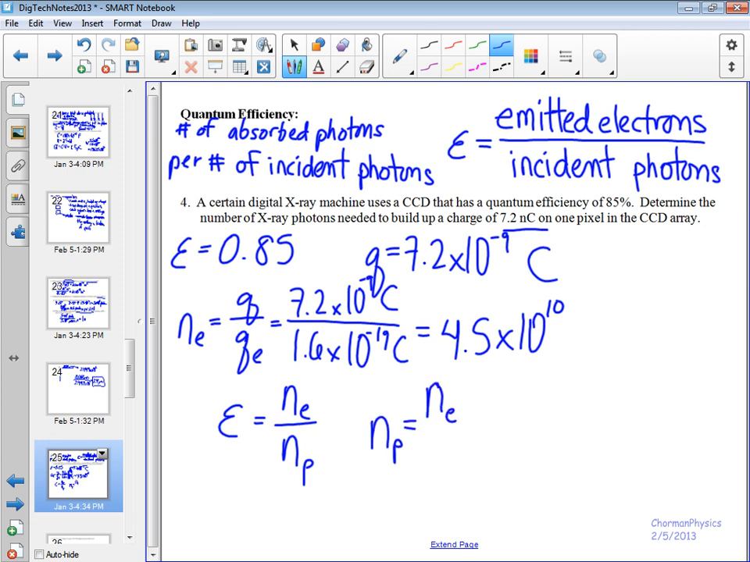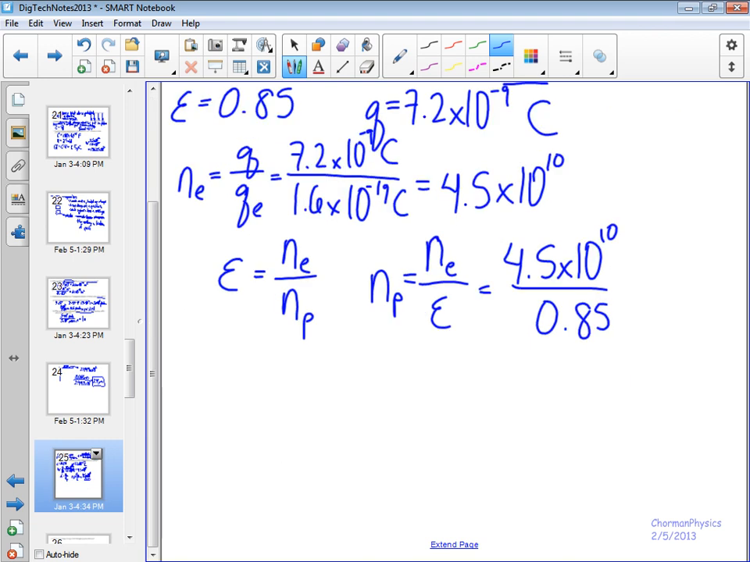So quantum efficiency here is going to be equal to the number of emitted electrons divided by the number of photons. And so we're just solving for the number of photons, which is the number of electrons divided by the efficiency. That's just going to be 4.5 times 10 to the 10th all over 0.85. And when you solve that, you end up with this many photons.